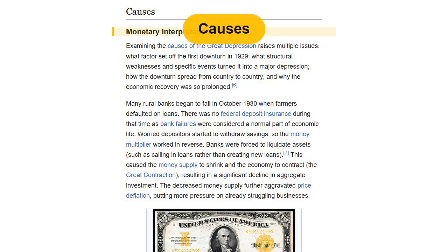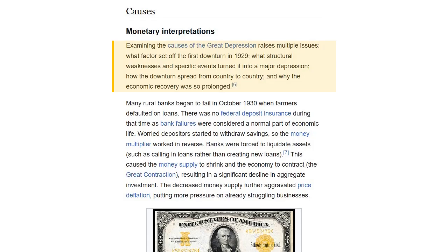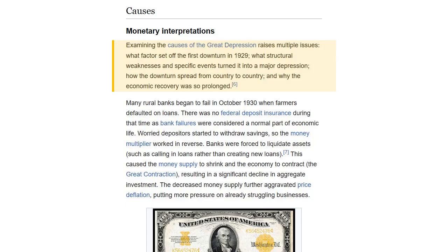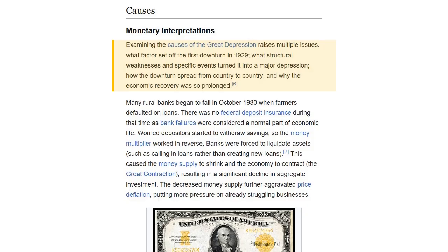Causes. Monetary interpretations. Examining the causes of the Great Depression raises multiple issues. What factor set off the first downturn in 1929? What structural weaknesses and specific events turned it into a major depression? How the downturn spread from country to country, and why the economic recovery was so prolonged.